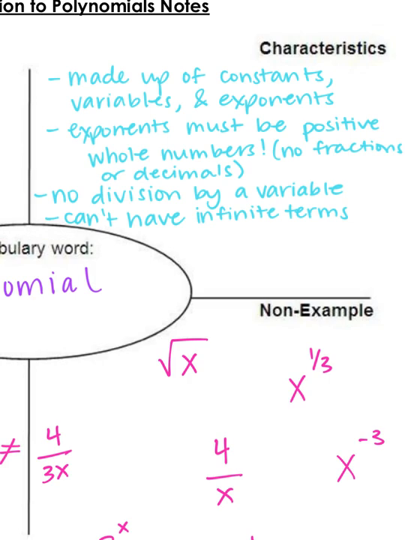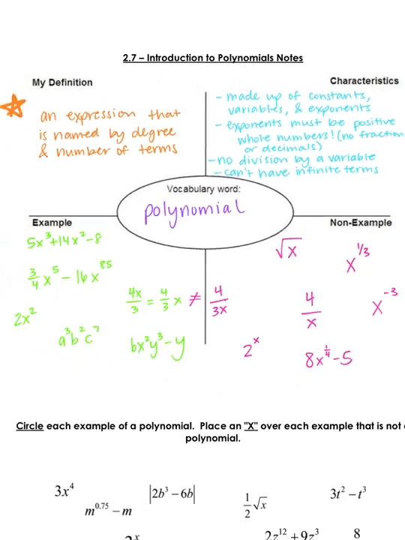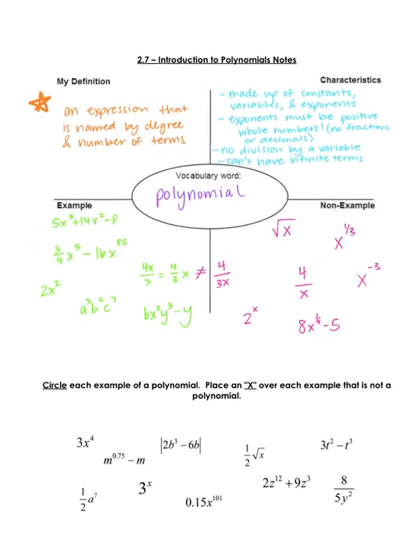You cannot divide by a variable. The variable can be on the top in the numerator, or it can be out to the side, but it cannot be in the denominator. And you cannot have something with infinite terms. So I included a couple of examples and non-examples.